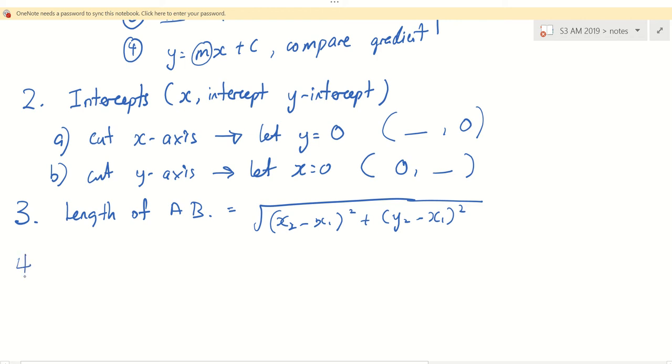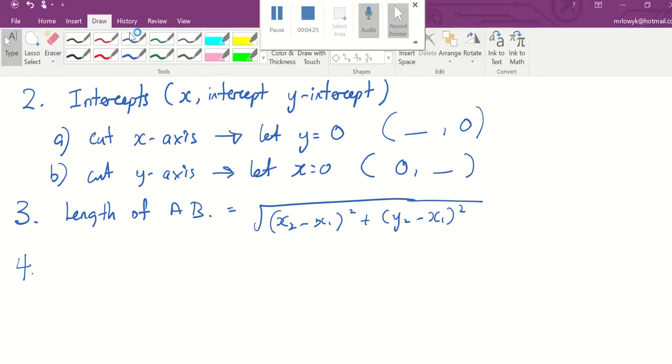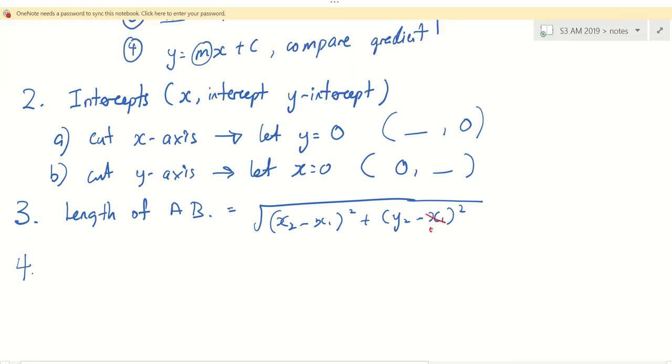So far okay, am I too fast? Oh, I'm sorry. Let me change it with a red pen. This should be y1. Sorry.